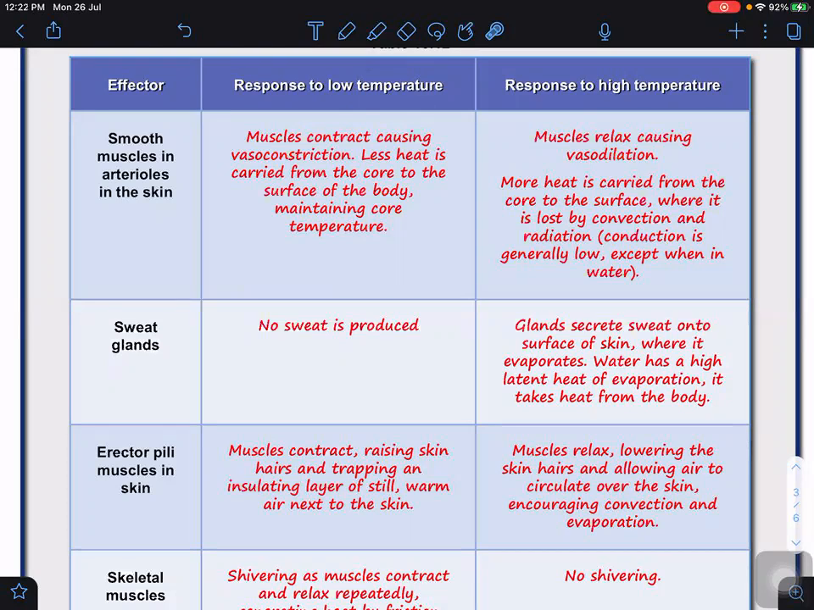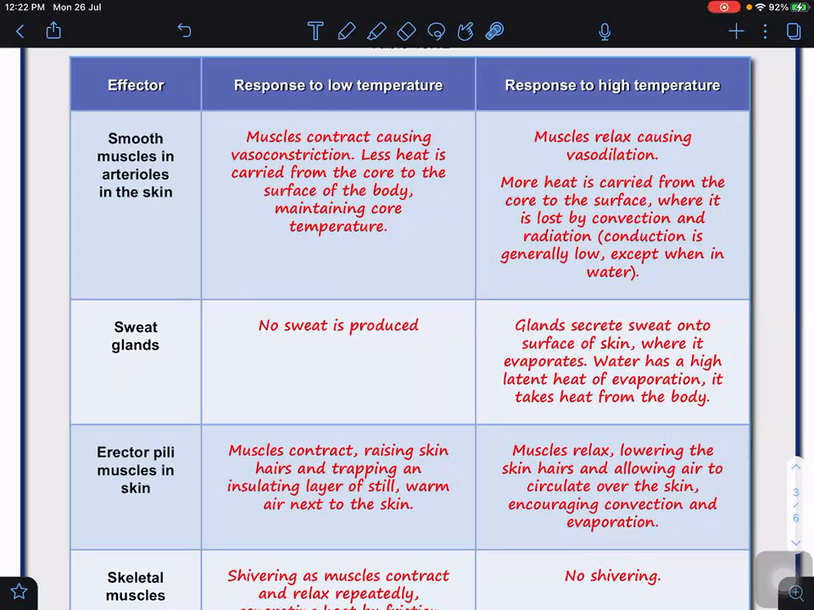Therefore, pale in color. Are you clear? But when you have high body temperature, let's say for example, you go for a jogging exercise, your face or your skin looks red because vasodilation takes place, more blood rushes into your skin because we want to release the heat energy through our skin. Are you clear? So this is how the smooth muscle responds to low temperature and high temperature.